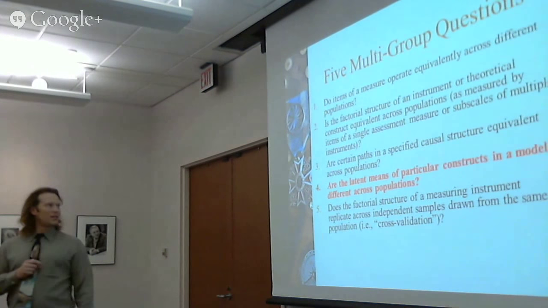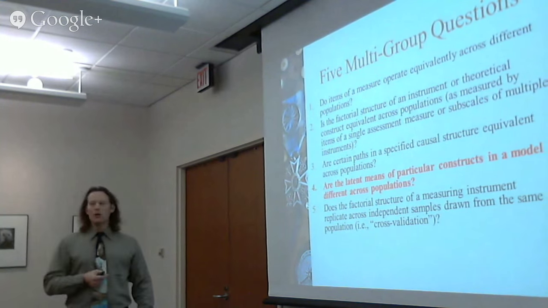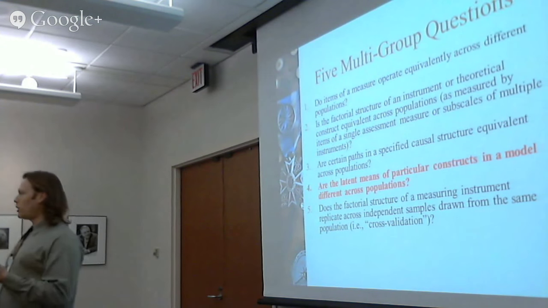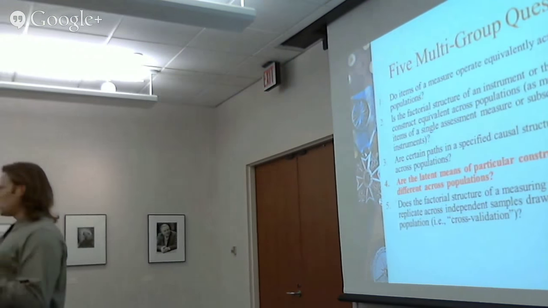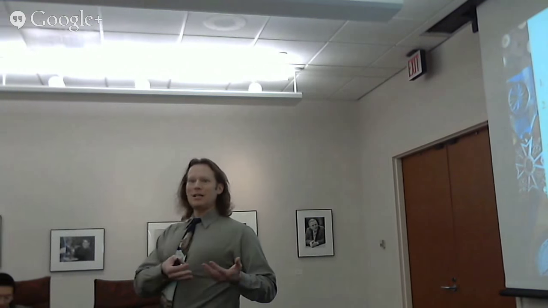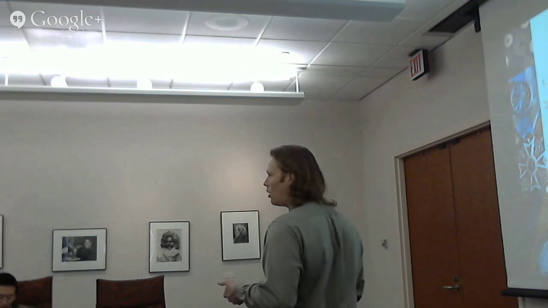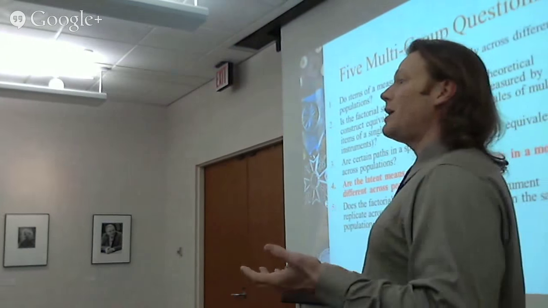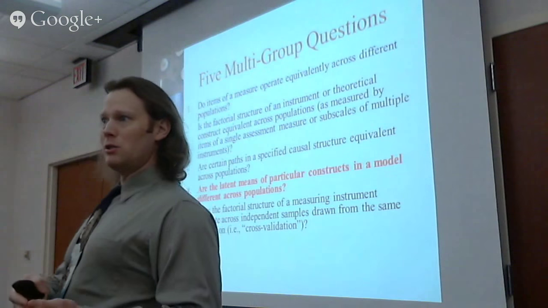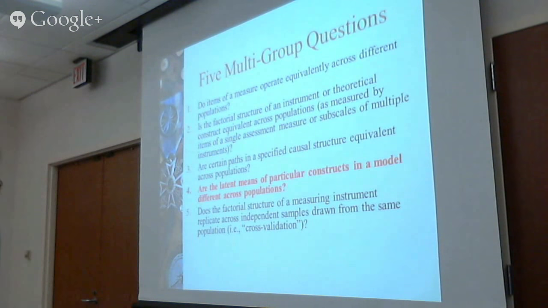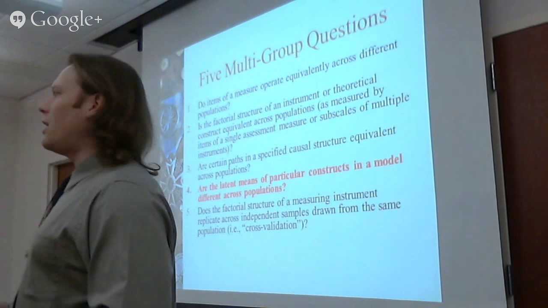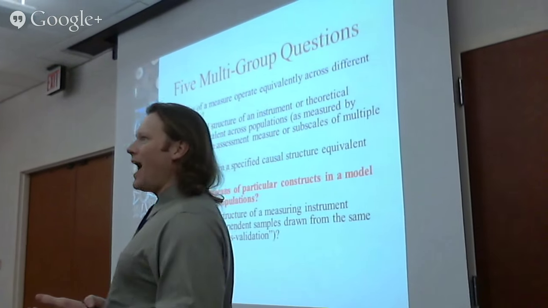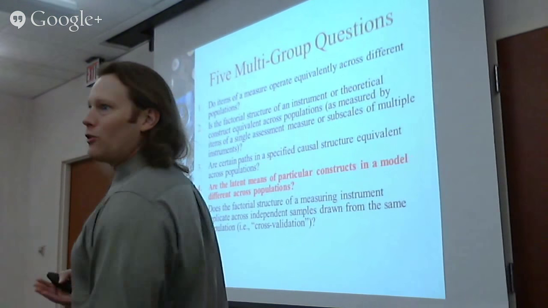Are certain paths in a specified causal structure equivalent? So if we think that there are relationships between factors, so I think that high test anxiety leads to low scores on the test. That would be a latent structure that is causal. And I could say, does that work the same way for girls as it does for boys? Does it work the same way for my treatment group as it did for the control group? And if it's different, that tells me something about how those structures work for those different subpopulations.